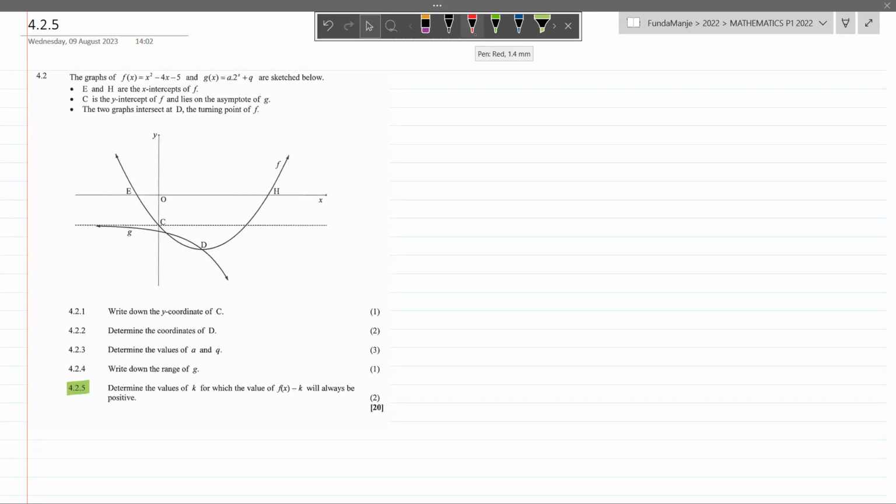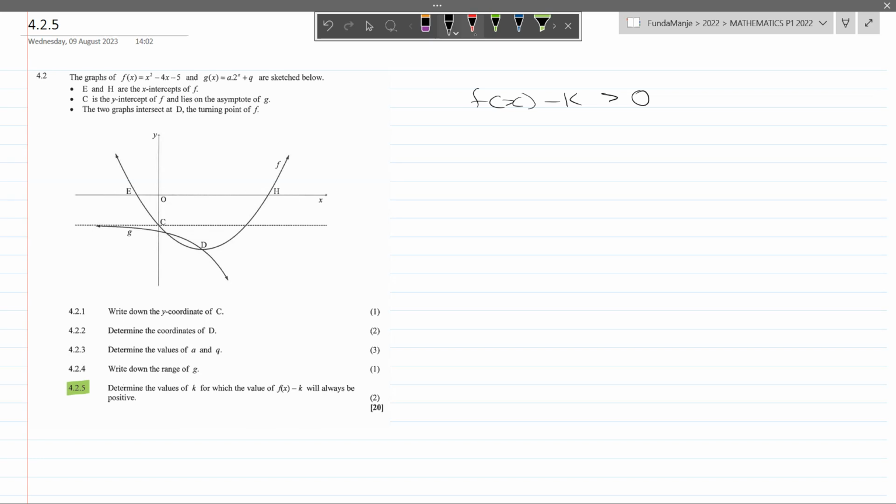4.2.5 says determine the values of k for which the value of f of x minus k will always be positive. So now this has to do with the parabola. Pick a value of k. So we have f of x minus k. We want a value of k such that we will always determine the values of k for which the value of f of x minus k will always be positive. So we want this to always be greater than 0.